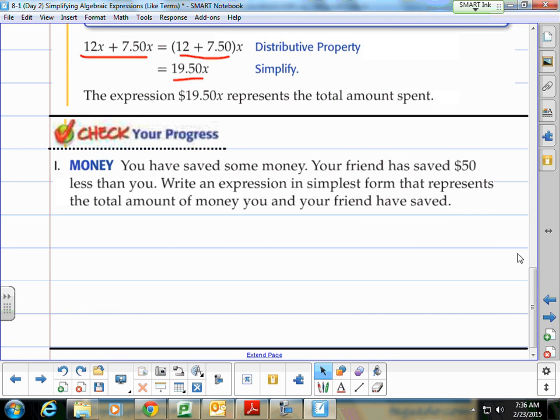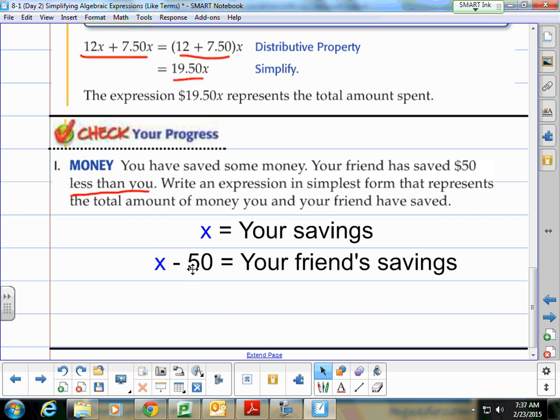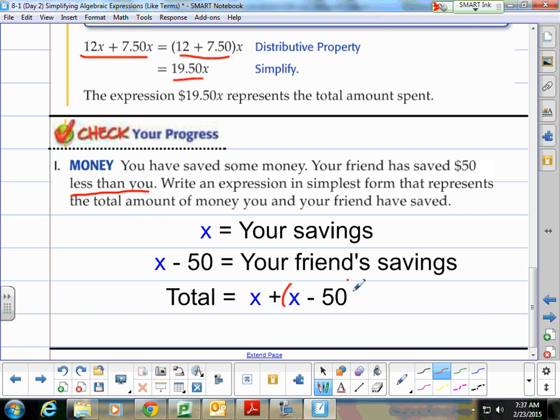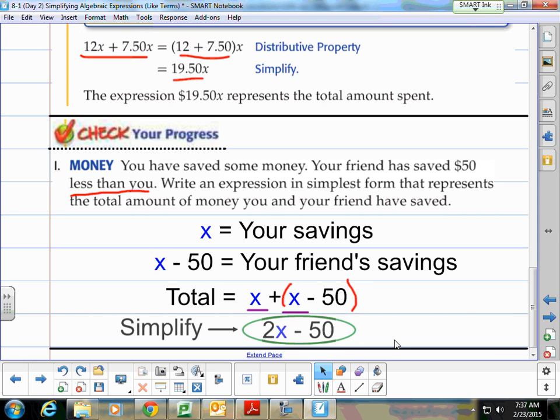Another one, money. You have saved some money. Your friend has saved $50 less than you. That's important to read as less than you. Write an expression in simplest form that represents the total amount of money you and your friend have saved. So x represents your savings. x minus 50 is your friend's savings, because it's 50 less than you. So your savings plus your friend's savings, and then you combine those like terms. Two x's there. And so you get 2x minus 50 as your simplified total amount.